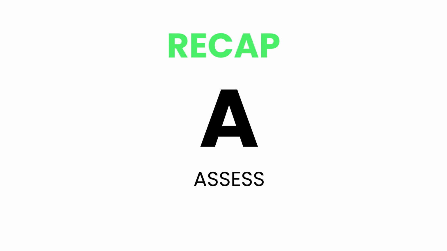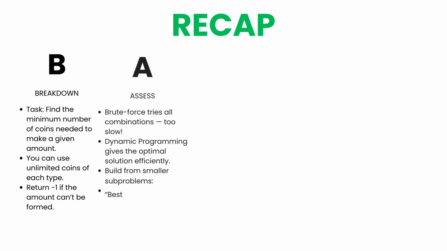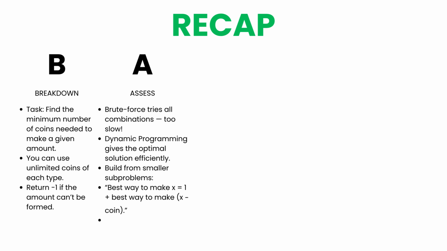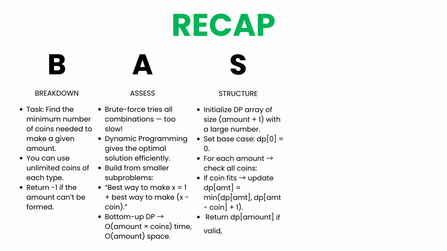Assess recap. We compared potential strategies and realized that brute force recursion would try every combination, quickly becoming inefficient. Instead, we chose a bottom-up dynamic programming approach, where we build up solutions for smaller amounts and use them to solve larger ones efficiently. Structure recap. We structured our logic around a DP array, where each index represents the minimum number of coins needed for that specific amount.